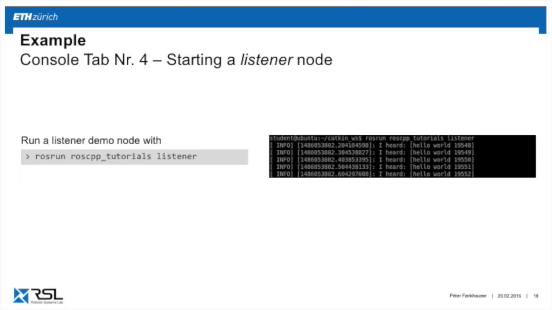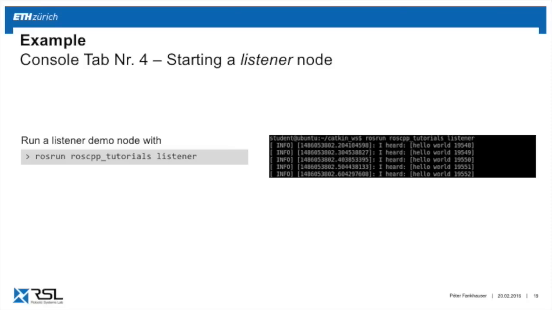Now we have the talker node. It's running. It's publishing on this chatter topic, and now we want to start up a listener. So a node that subscribes to this topic. You can do this, again, in console number 4, a new console, by rosrun, and then roscpp_tutorials, and then instead of talker, I will use the listener. And these nodes already know on which topic the other one is publishing, since it's a tutorial.